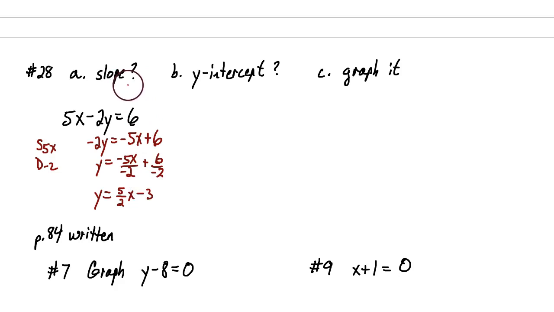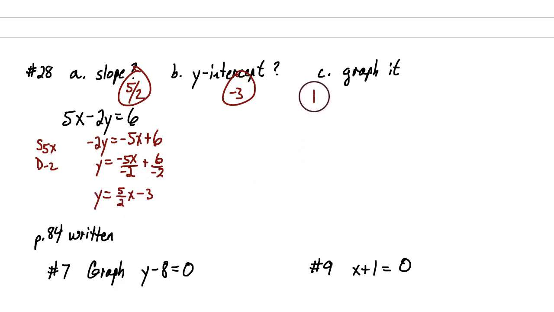The slope is 5 over 2, because the slope is the number in front of x when you have this format. The y-intercept is -3, because the y-intercept is the constant term when you have this format.